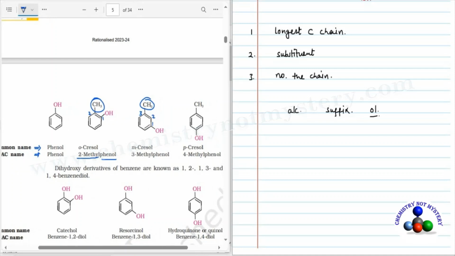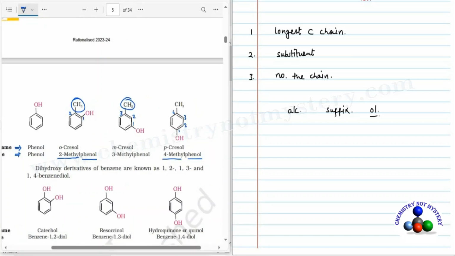In the next example, here the OH group is at first position and this is second, third and this is fourth position. So methyl is bonded to the fourth position. So the name of this molecule will be 4-methyl phenol and the common name is paracresol.